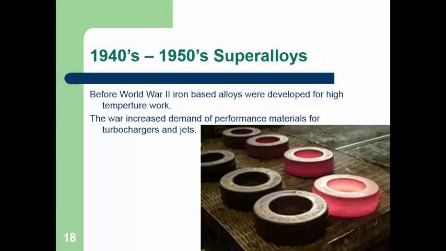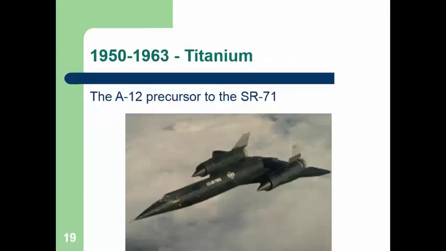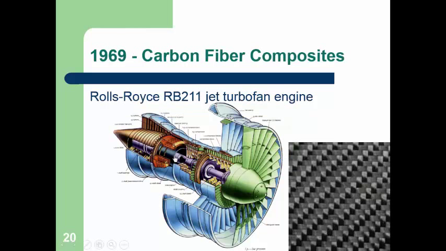Development of super alloys for things like jet turbines, turbine blades, that sort of thing. The A-12 was the precursor to the SR-71 and a couple of other aircraft. It was a high-performance aircraft built by Lockheed Skunk Works for the CIA in the mid-60s, I think it was.